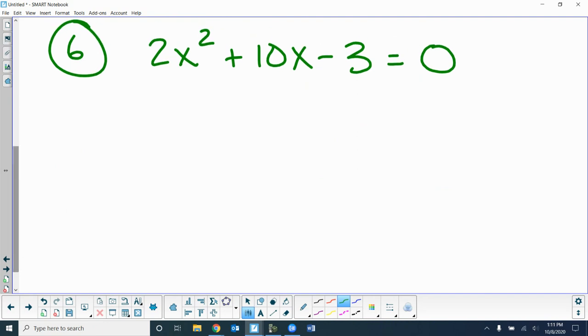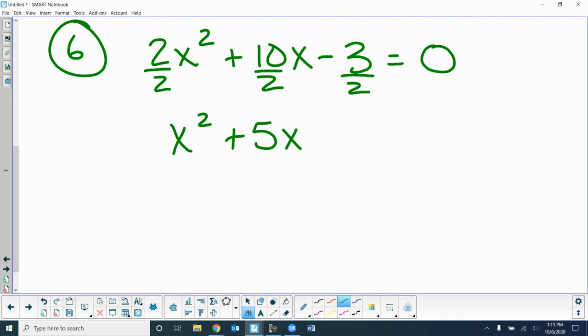All right, so we got a 2 in for A. So we got to divide everything by 2 first, right? So I get x squared plus 5x. I'm going to take the 3 halves over. I'm going to kind of do 2 things at once here. So I'm going to add the 3 halves.